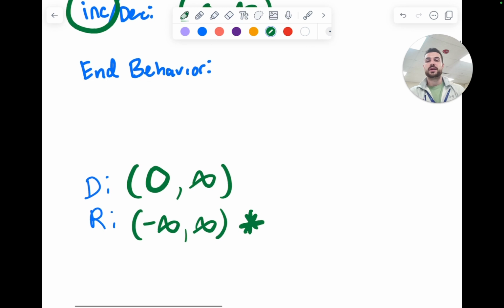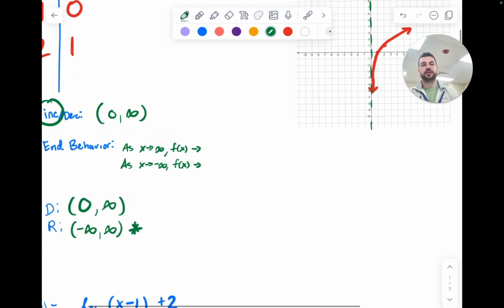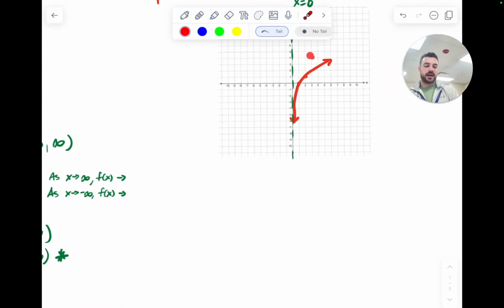Now we can do our end behavior, and all that means is what's happening on the right side as x moves to infinity. The function f of x is doing what? And then as x goes to the left, our function is doing what? Now just looking at that picture here, we could see on our right side when x goes towards infinity, our function is going up.